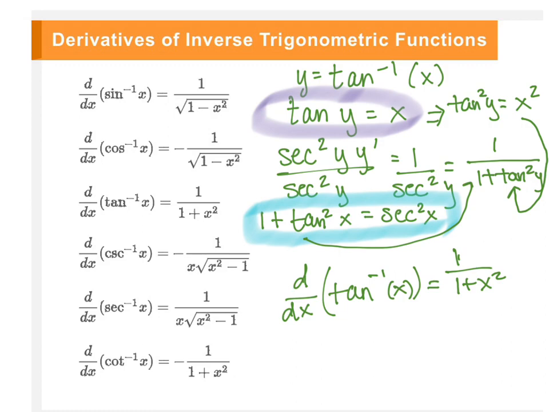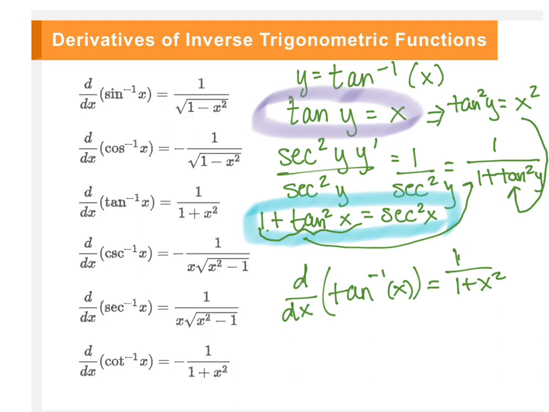I don't have any information with regard to secant in my original equation. That's why we're going back to tangent. So we're swapping out secant squared y, and instead we're putting 1 plus tangent squared y. Can you see that? So now I have the derivative of tangent inverse is 1 over 1 plus tangent squared y.